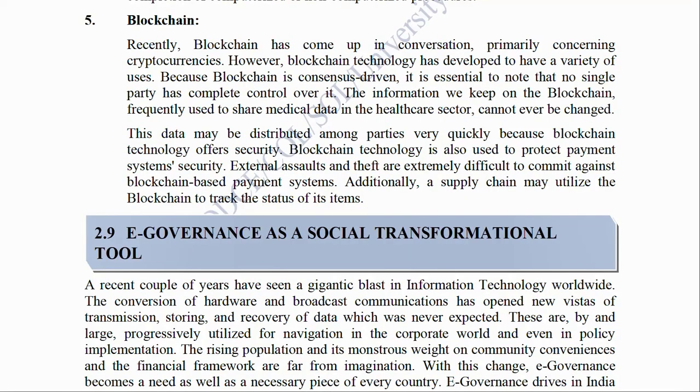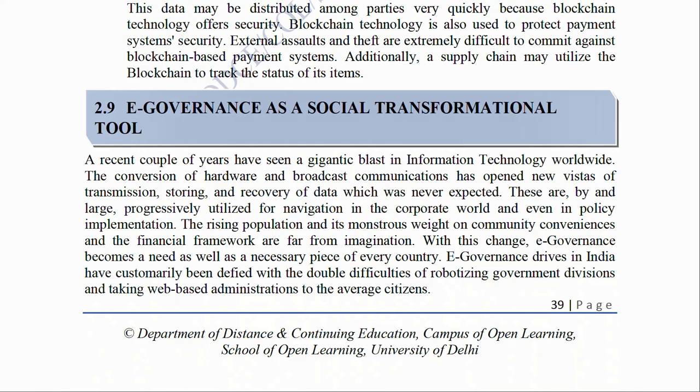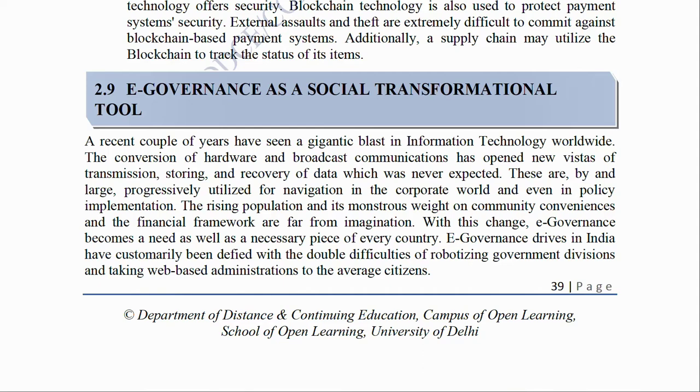Point number 5. Blockchain. Recently, blockchain has come up in conversation primarily concerning cryptocurrencies. However, blockchain technology has developed to have a variety of uses. Because blockchain is consensus-driven, it is essential to note that no single party has complete control over it. The information we keep on the blockchain, frequently used to share medical data in the healthcare sector, cannot ever be changed. This data may be distributed among parties very quickly because blockchain technology offers security. Blockchain technology is also used to protect payment security systems. External assaults and theft are extremely difficult to commit against blockchain-based payment systems. Additionally, a supply chain may utilize the blockchain to track the status of its items.